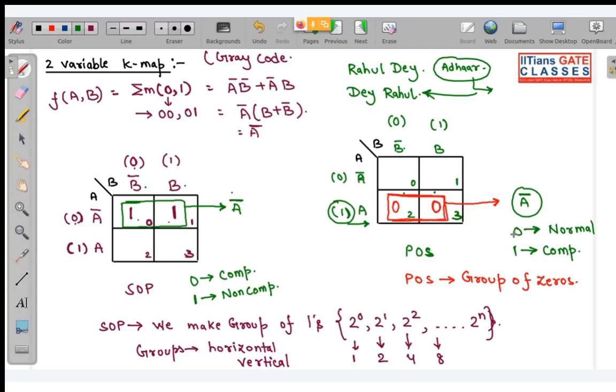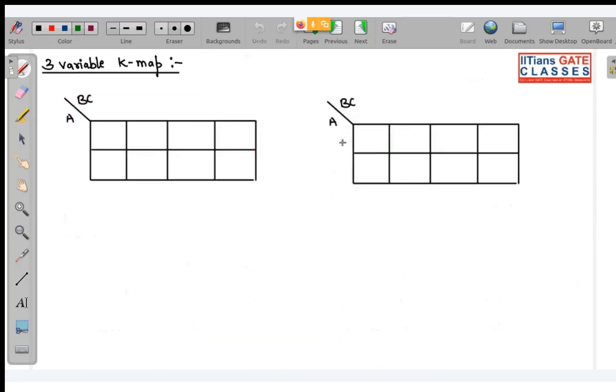Now your real concept will start if you don't know about K-maps. Okay, so copy this down very quickly. Okay, so now let us move to 3 variable K-maps. Okay, what is a 3 variable K-map?